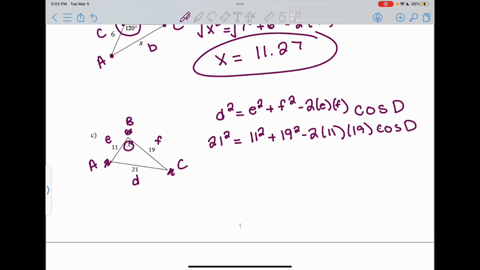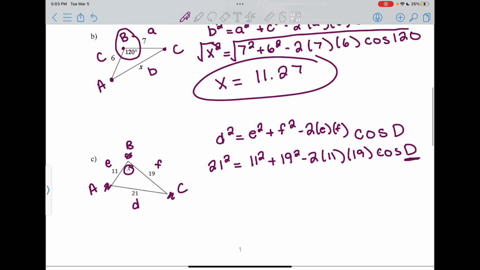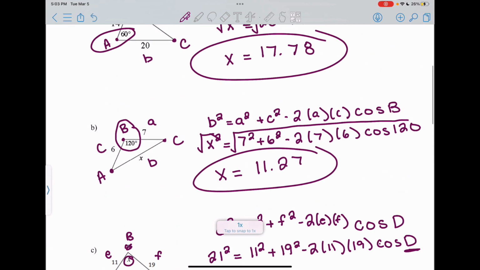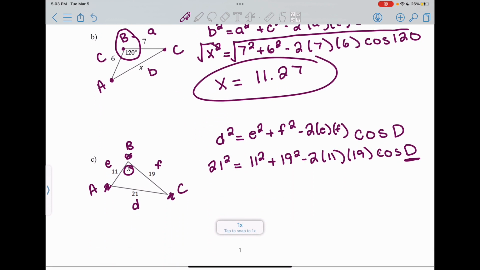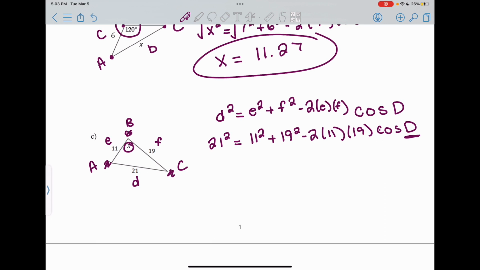This problem is a little different than the other two that we've done because our missing variable is on the right side and it's not by itself. If you've noticed in the other two, the x was already practically by itself, that all we had to do was square root both sides. But for this problem, we have a lot more work on our hands in order to get d by itself. I'm going to start by simplifying.